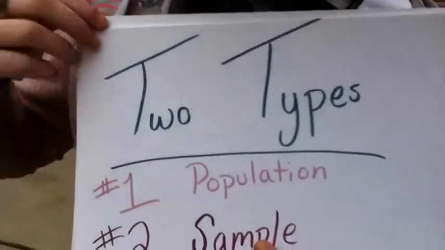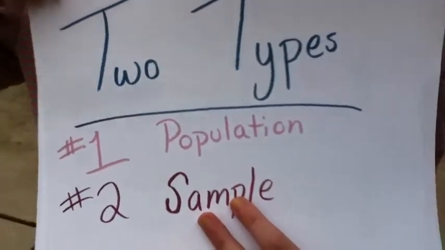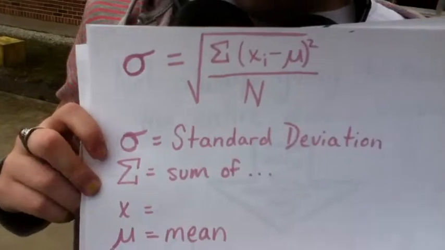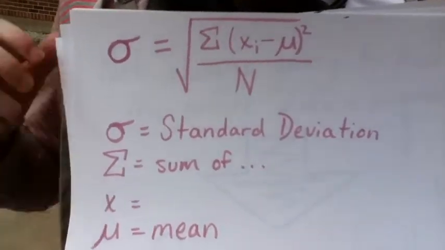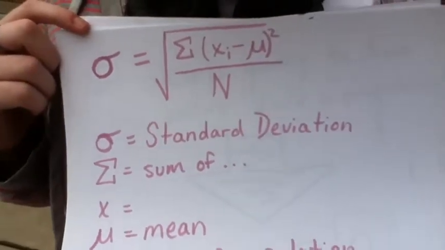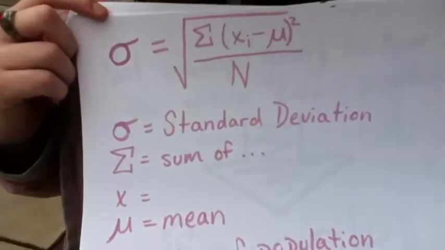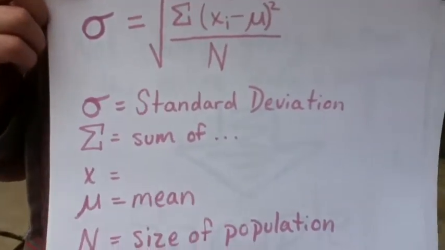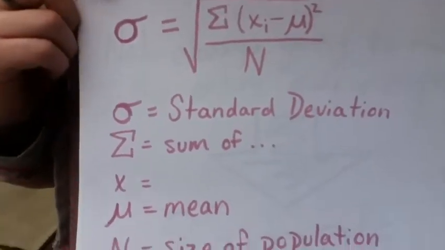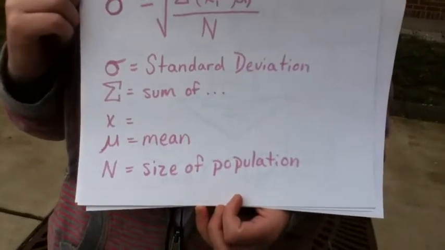There are two types of standard deviation. The first one is population, the second is sample. In population, it is lowercase sigma equals the square root of the sum of all of the data points minus the mean, squared, divided by the population size, as you can see there.